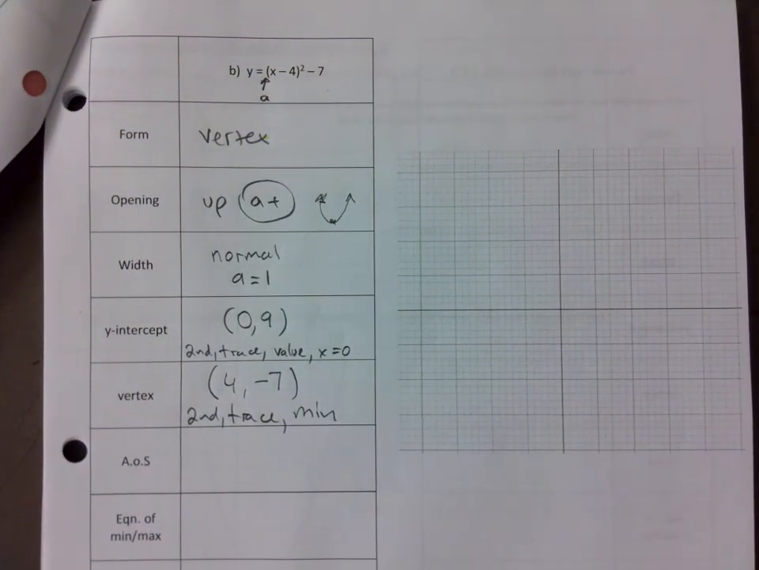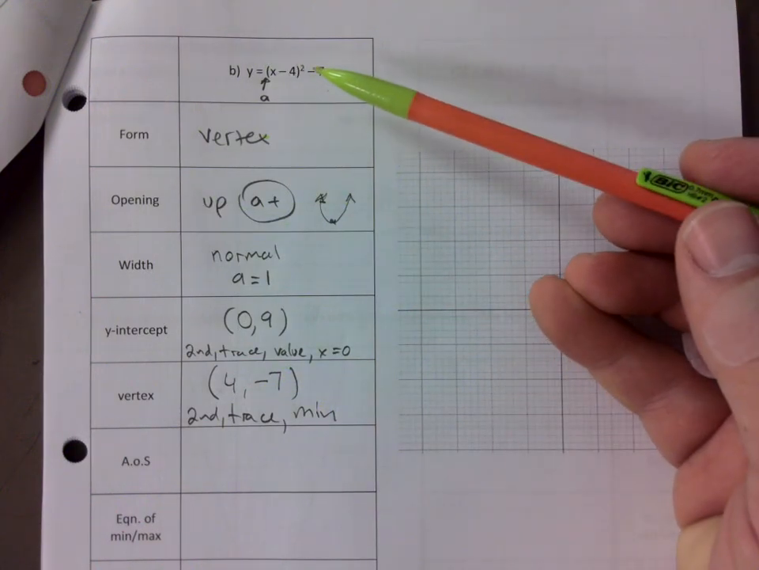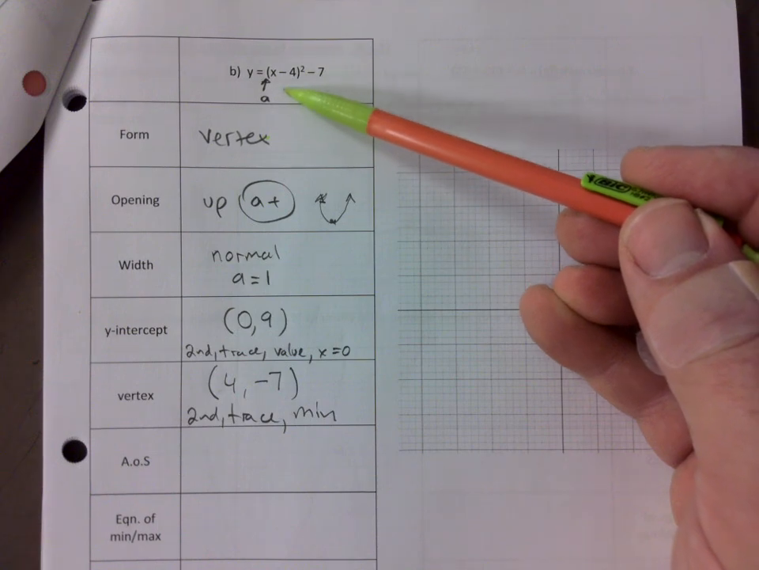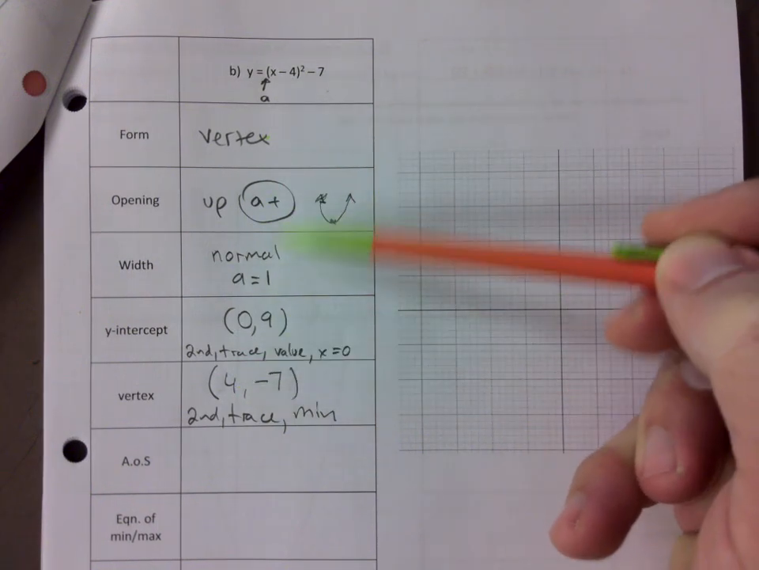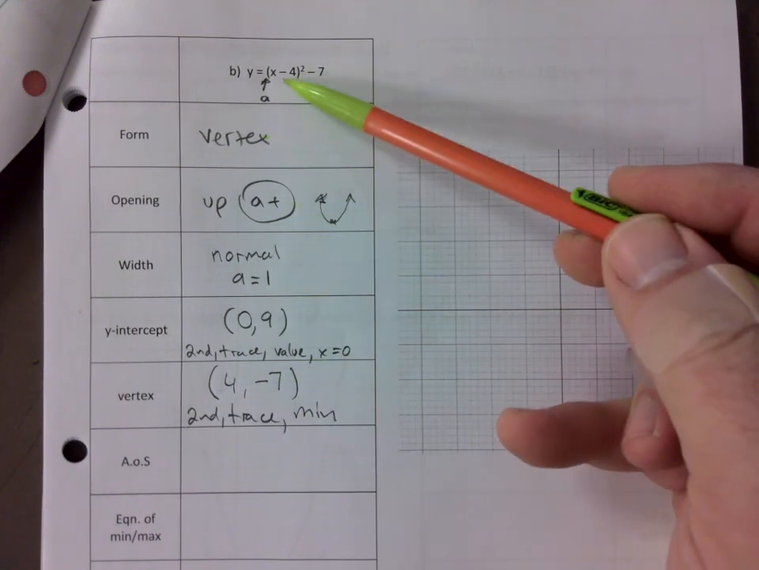Do you see something? Do you see these numbers in the original equation? This had a -4 here, and it turned into +4, right? This was a -7, it stayed -7, right? This is the vertex form.